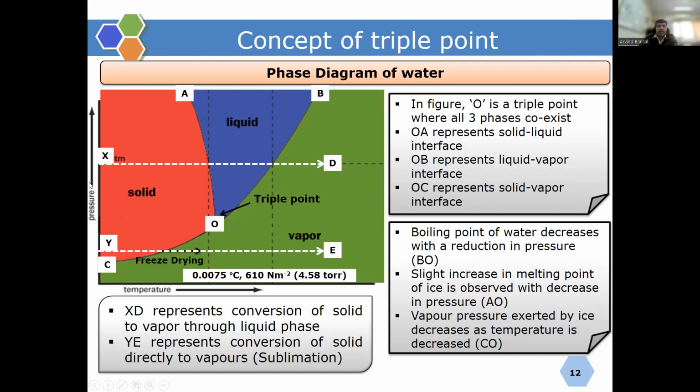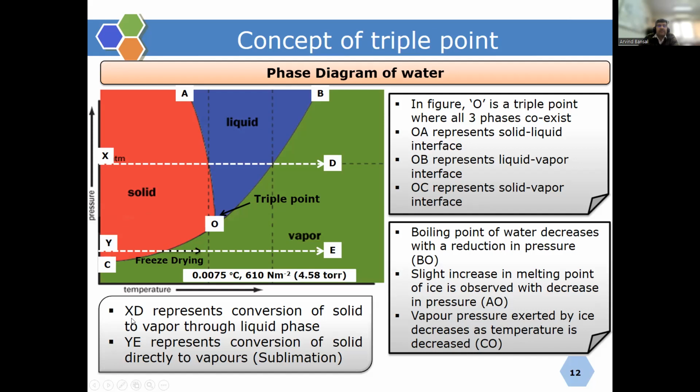So as the pressure is decreasing, the boiling point is also decreasing. There is a slight increase in the melting point of ice with the decrease in pressure, which is shown by the line AO. You can see as the pressure is decreasing, the curve is moving towards the right side, which means there is a slight increase in the melting point. And the vapor pressure exerted by ice decreases as the temperature is decreased, which is shown by CO.